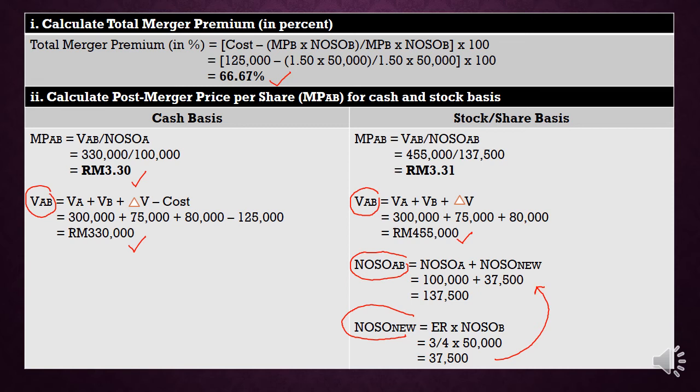So if you are looking at the two answers under cash basis and also stock basis under market price per share for both of the basis, you can see that the value of market price per share under stock basis is higher than the value of market price under cash basis.